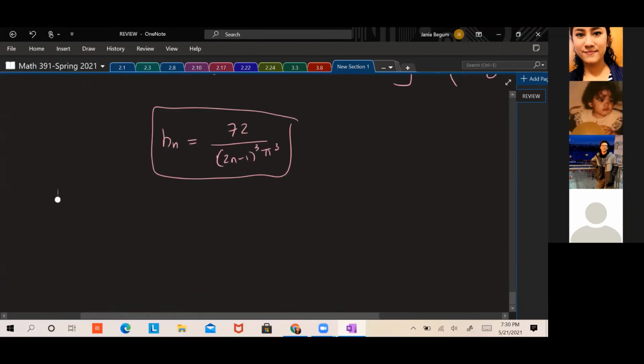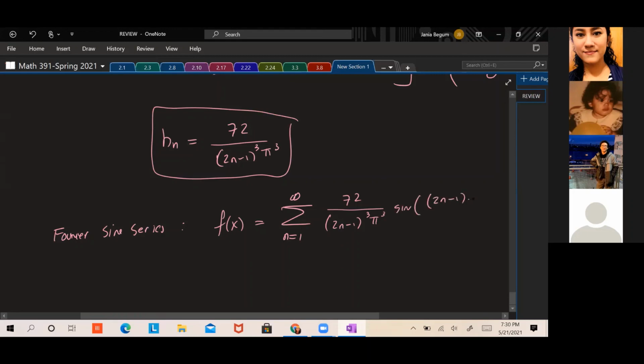So now, what is our Fourier sine series? It's going to be f of x equals the sum from n equals 1 to infinity of bn, which we just found, 72 over (2n minus 1) cubed pi cubed, times sine of (2n minus 1) pi x over L, where L is 3. So that will be your answer to part A.